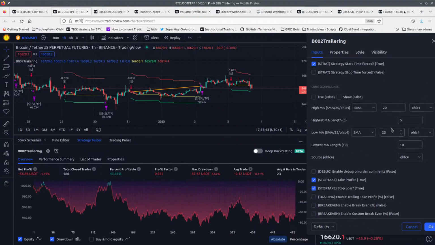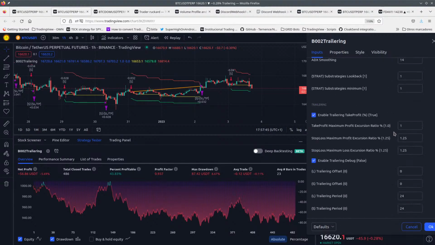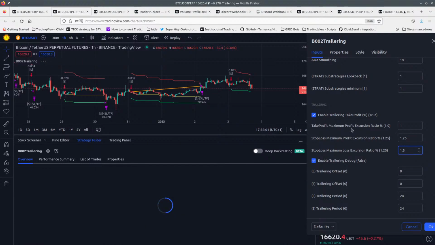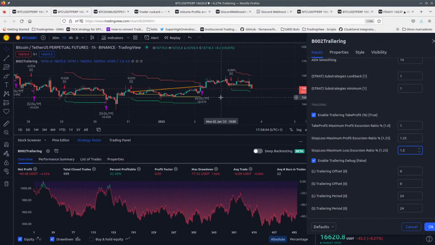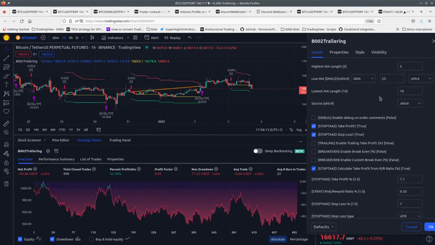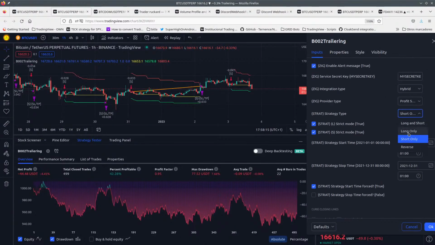I wonder if we want to increase the stop loss discretion by 50 if it's any better than 25. So that means this is going to be smaller than what we have here. What about long only trades?